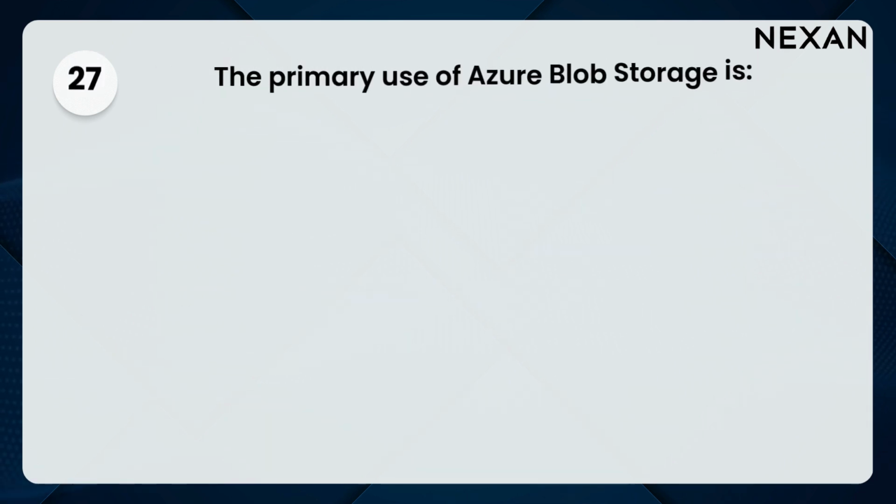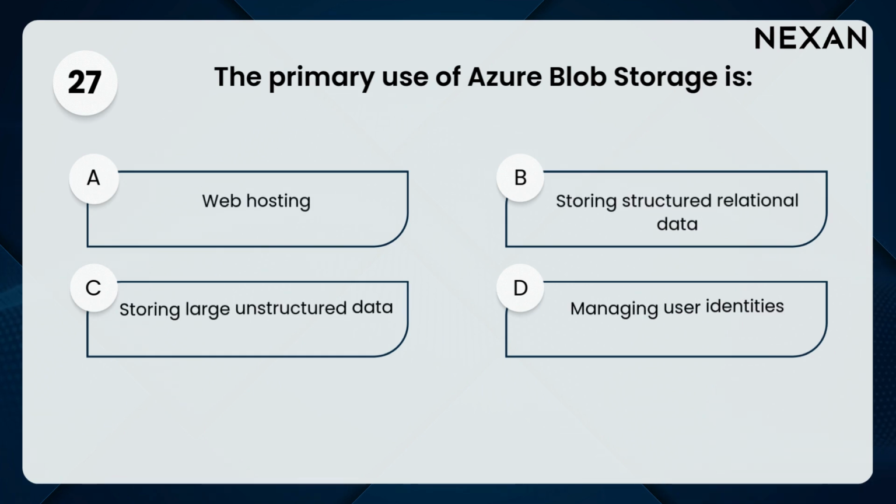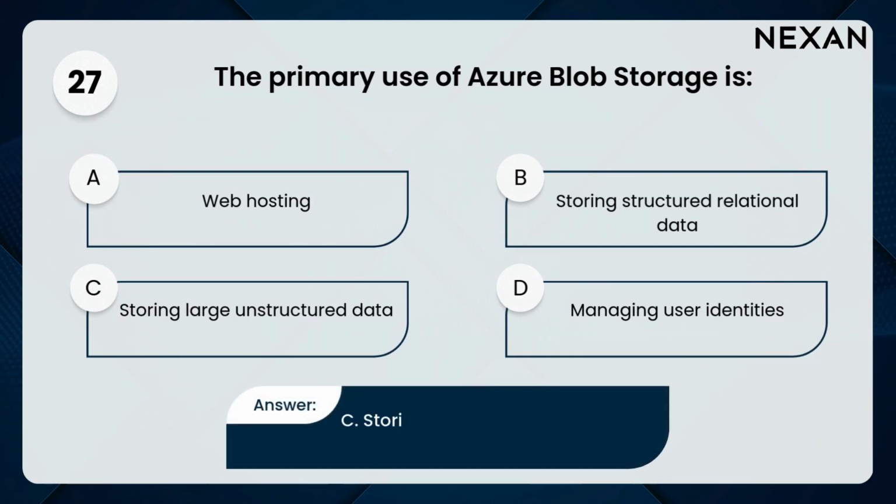27. The primary use of Azure Blob Storage is A. Web hosting, B. Storing structured relational data, C. Storing large unstructured data, D. Managing user identities. Answer: C. Storing large unstructured data.